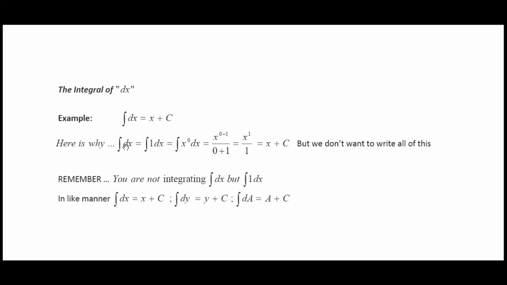Well, here's what's happening. The integral of dx is equal to the integral of 1 dx. In other words, just dx times 1. And 1 is the same thing as x to the 0 power. Add 1 to 0, you get 0 plus 1, divided by the exponent 0 plus 1. And of course, 0 plus 1 is 1, so x to the first power over 1 is x plus c. That's why it's x.